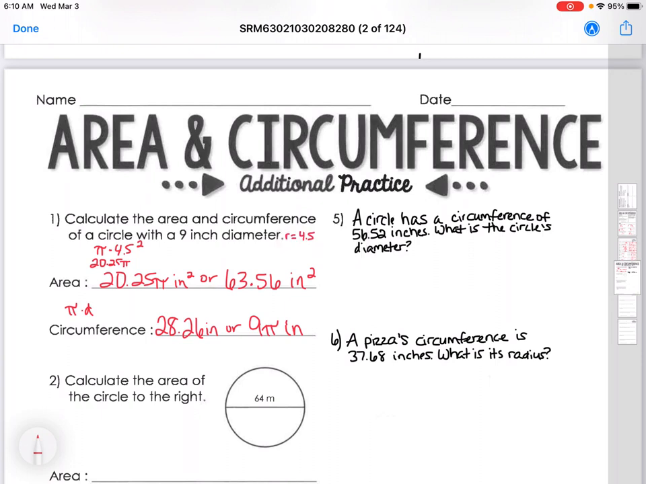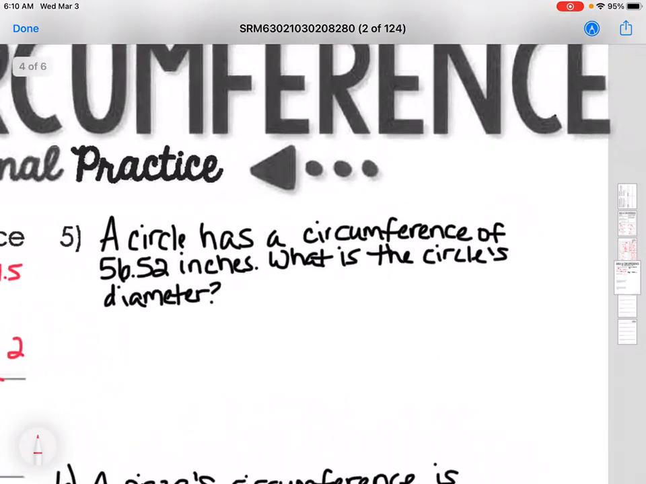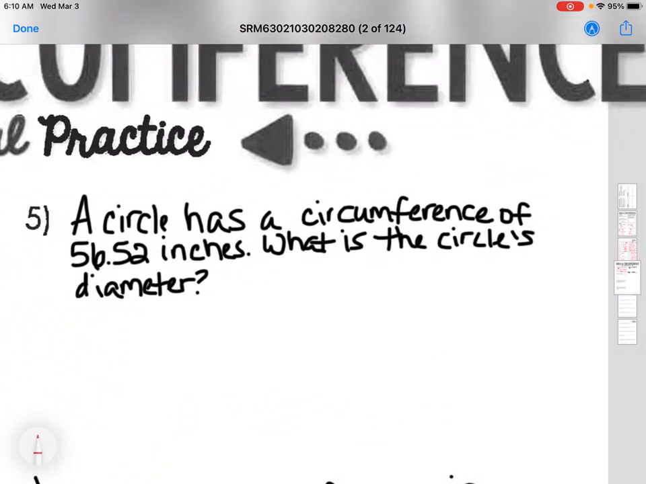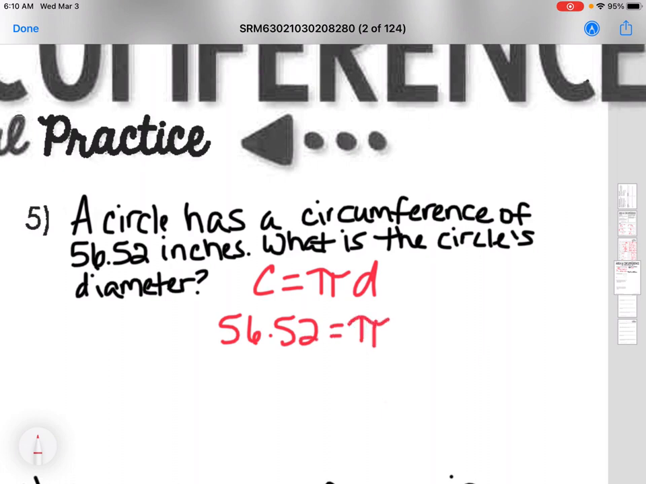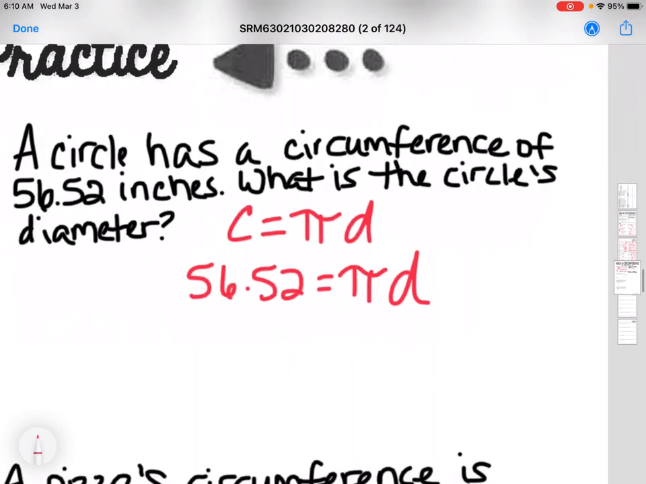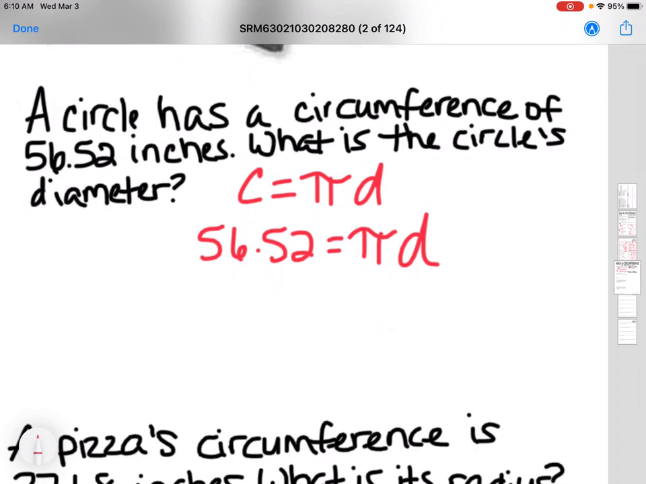Okay, so what if you're given the circumference but not the diameter or the radius? As long as you're given the circumference, you can find both the diameter and the radius. So when you are given the circumference, you can just fill in your formula. So I know my circumference is 56.52 inches, and I know I have to multiply my diameter times pi to get that. In a problem like this, you want to use 3.14 as pi.